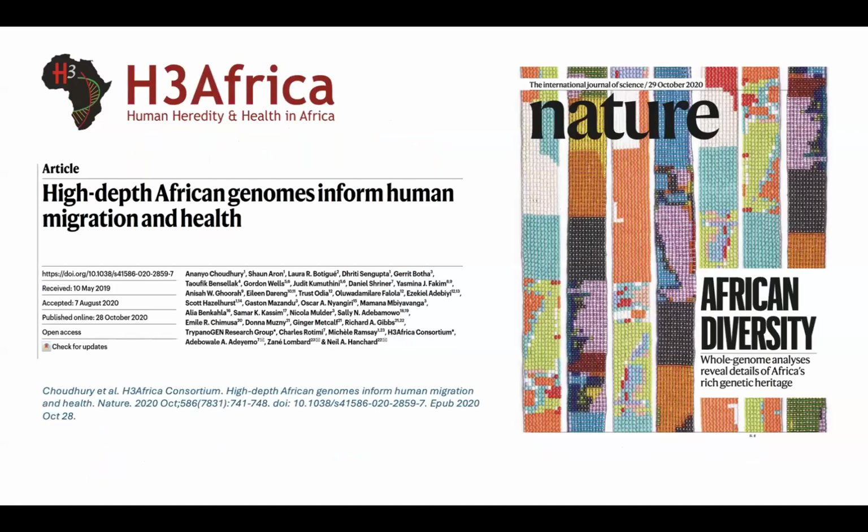So one of the things that we did as part of this consortium was to sequence a lot of whole human genomes to look at diversity. And we were delighted to have a cover of Nature for that particular paper in 2020.